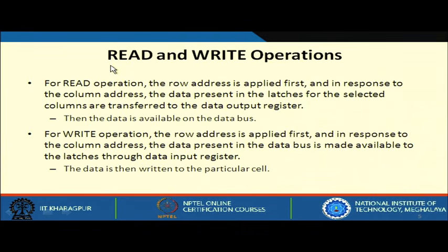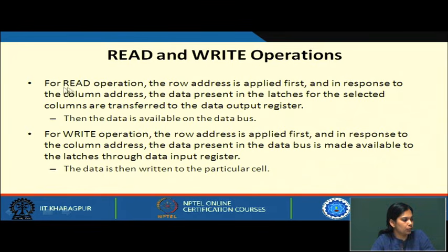Now, let us see what happens for read and write operations. For a read operation, the row address is applied first, and in response to the column address, the data present in the latches of the selected columns are transferred to the data output registers, and then the data is available in the data bus. In the same way, for reading a cell value, we apply a row address first, and then we apply a column address.